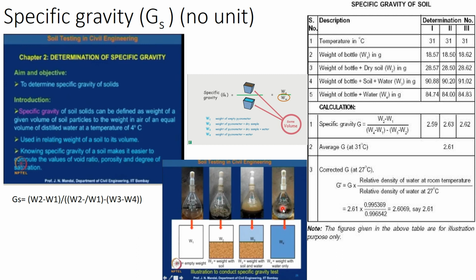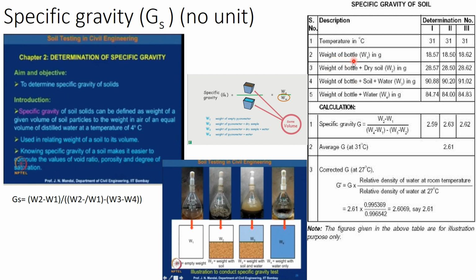Then the fourth step, remove all the contents of the bottle, wash it properly, then fill the bottle with water, close the lid, wipe it, and measure the bottle plus water weight. So we have four weights now. With these four weights, we are going to calculate the specific gravity. I have given a model calculation here. We need to measure the temperature at which we are conducting it, and all these tests have to be conducted using distilled water, not with any tap water or anything. All this should be conducted with distilled water.